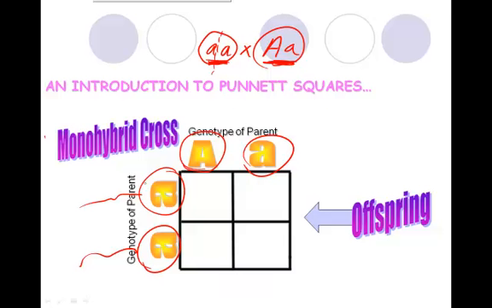So these are the possible gametes that the male can form, lowercase a, recessive allele, and the female can form eggs with a dominant or recessive allele. Now we want to look at what are the possible combinations we could get. So the Punnett square itself, each box represents the potential offspring.